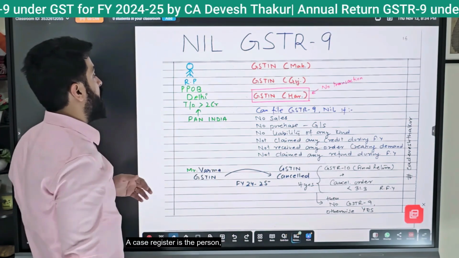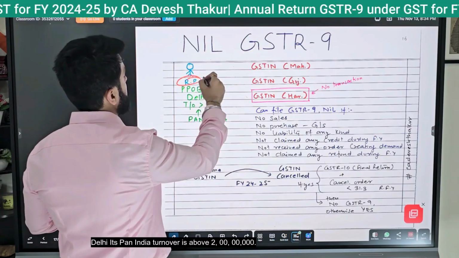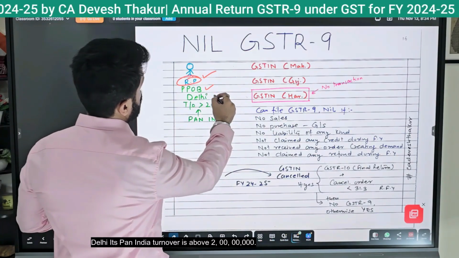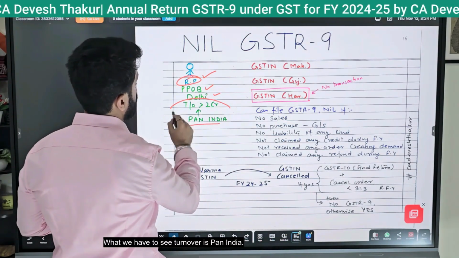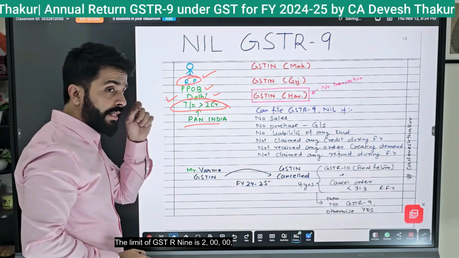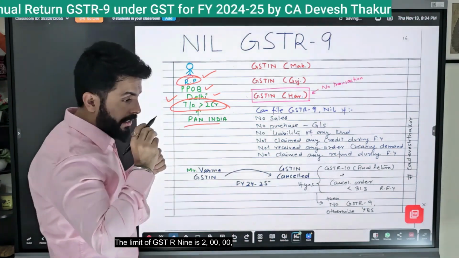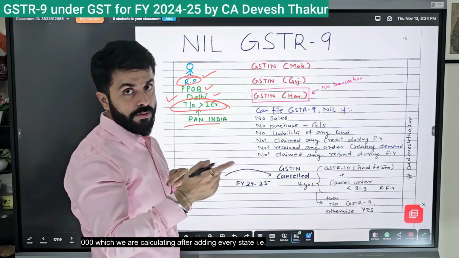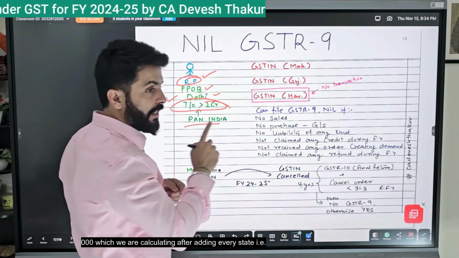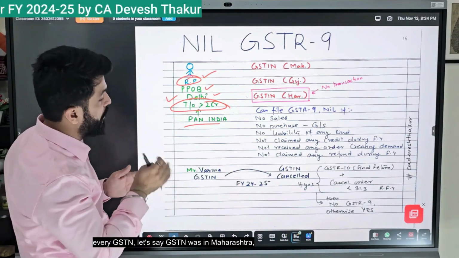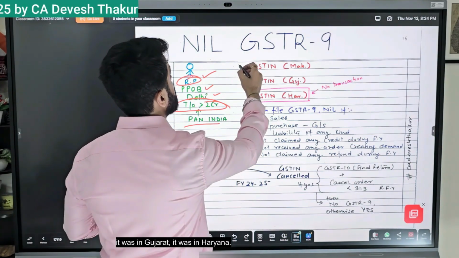A case register is the person. The principal place of business is Delhi, its pan-India turnover is above 200,000. What we have to see is turnover is pan-India. The limit of GSTR-9 is 200,000, which we are calculating after adding every state, i.e. every GSTN. Let's say a GSTN was in Maharashtra, one in Gujarat, one in Haryana.